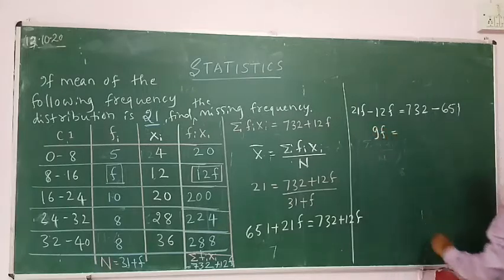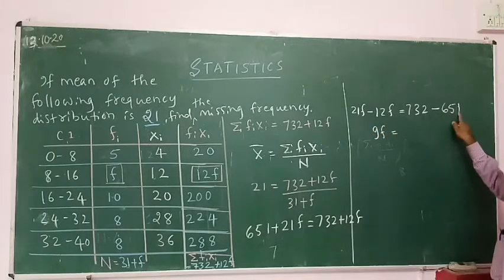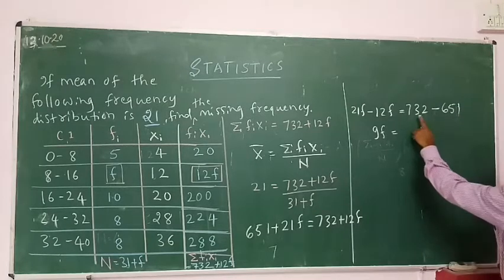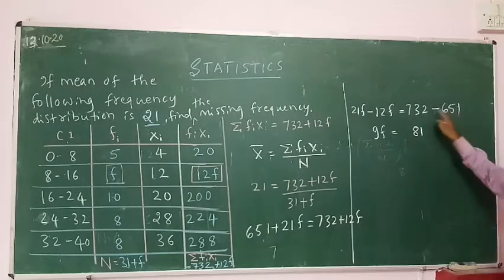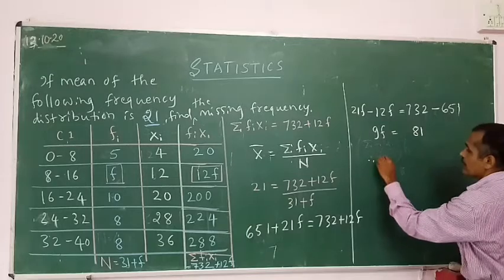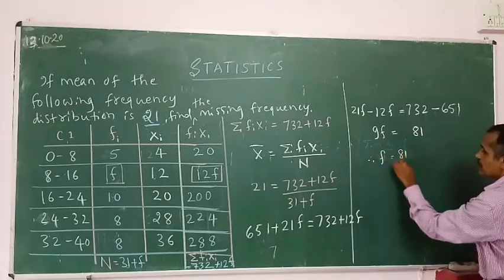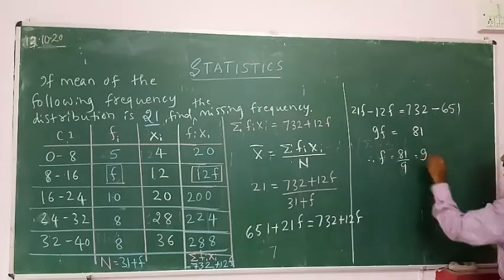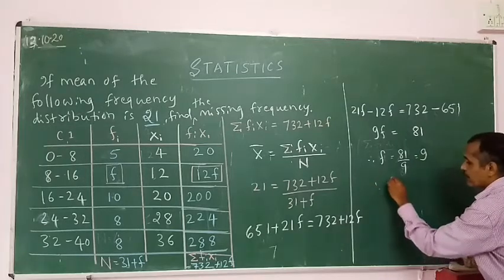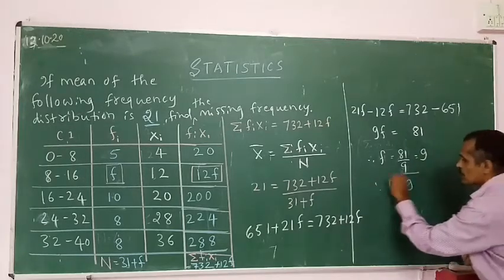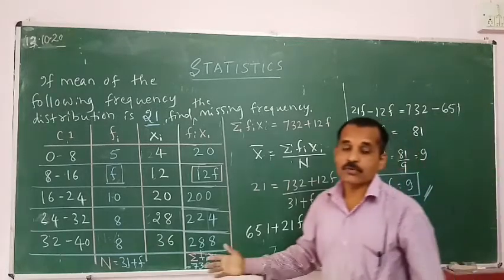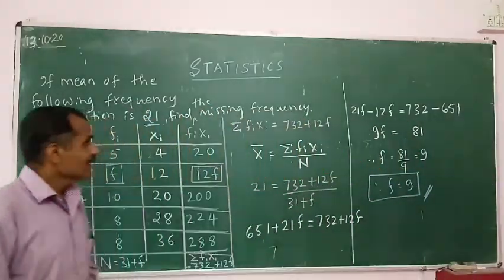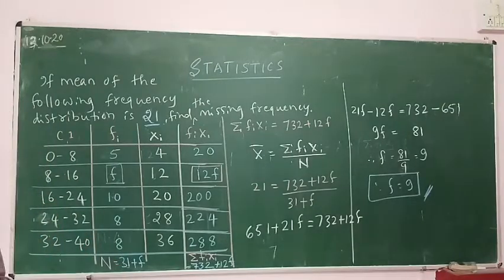9f is equal to, if you subtract here, 2 minus 1 is 1, 13 minus 5 is 8, that's all. 9f is equal to 81, therefore f is equal to 81 by 9, which is 9. So we can say that the missing frequency f is equal to 9, that is the end of the problem. So this is how the problem can be solved. Hope that you have understood this.